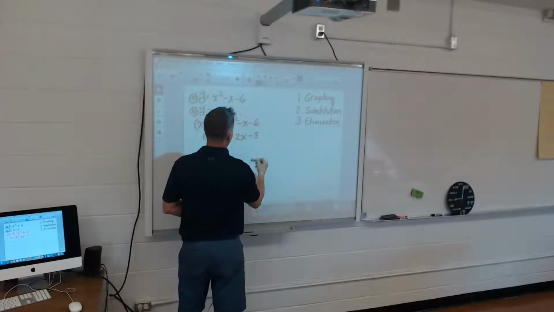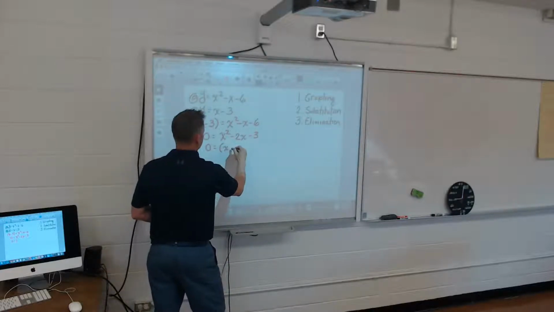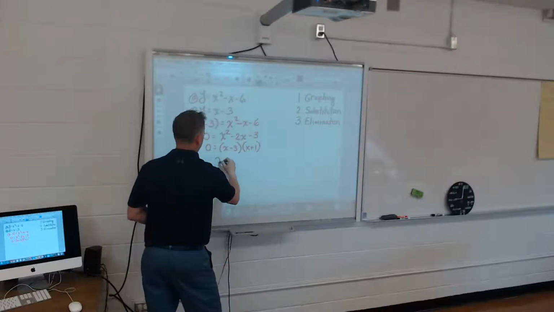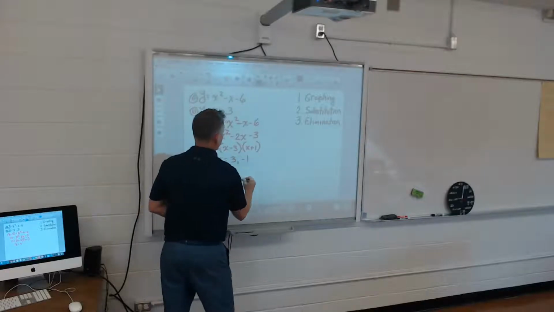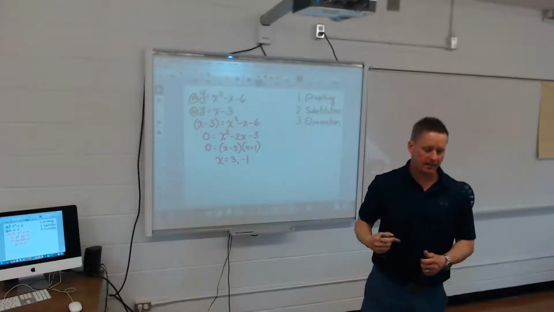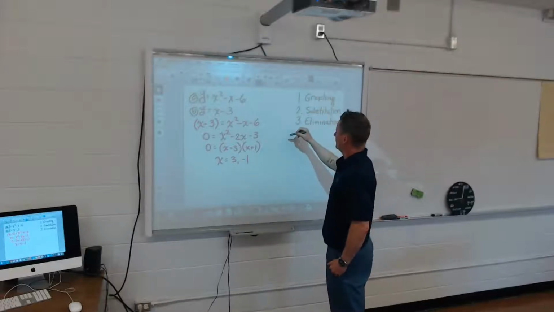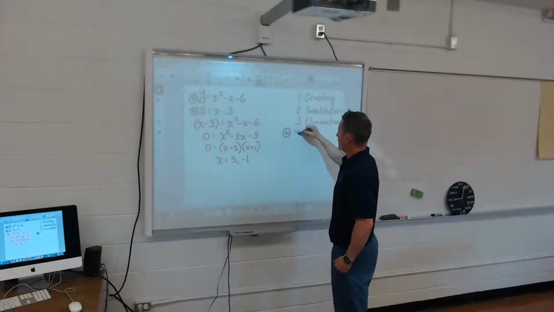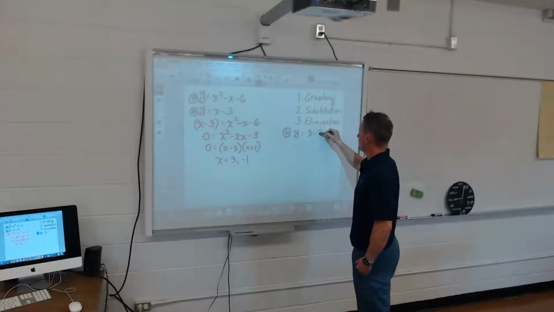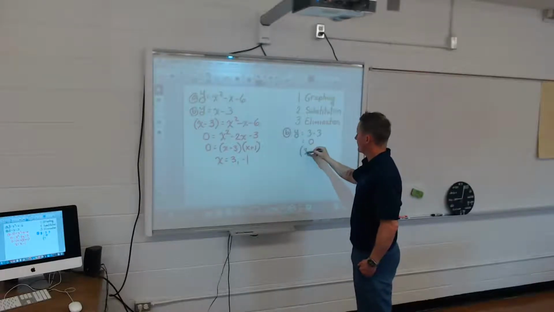Okay. So now I've got 0 equals x minus 3, x plus 1. x is equal to 3 and negative 1. All right, so we know that the intersection points are going to occur where x is equal to 3 and x is equal to negative 1. So now I'm going to take the second equation and find out what the y is in both cases. So I substitute that in, so that's 3 minus 3, it's equal to 0. So the first coordinate is 3 and 0.